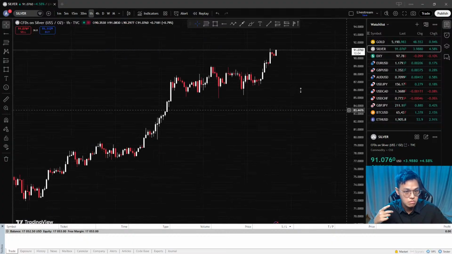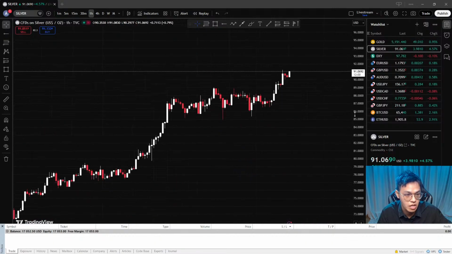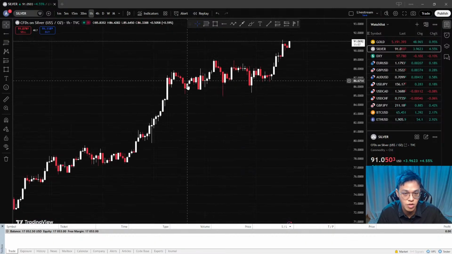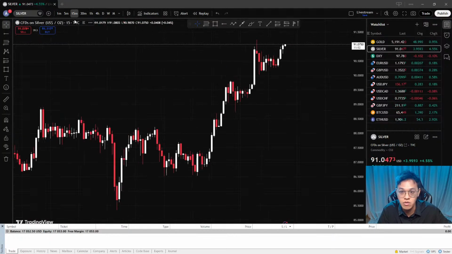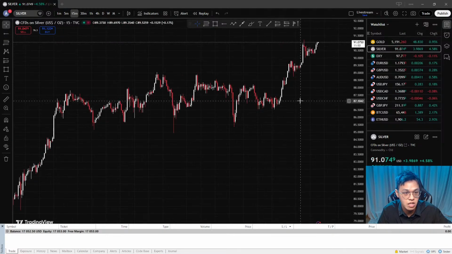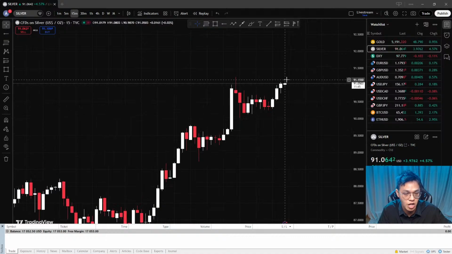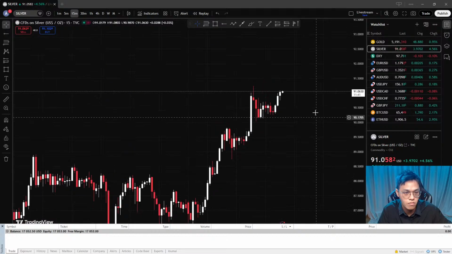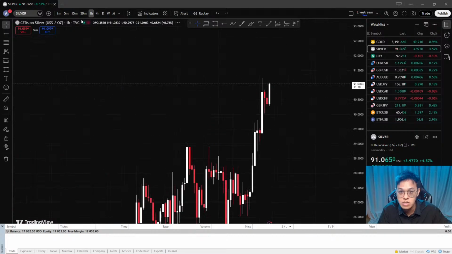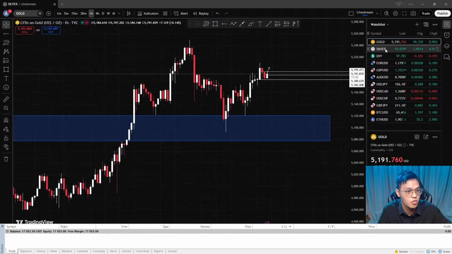So it is a nice pump for silver, okay? The price still remains in the uptrend structure. Then if you look at the 50-minute chart, there's a ranging here, and then the price challenges and retests the resistance level again. The price movement of the silver is stronger than the gold at the moment.